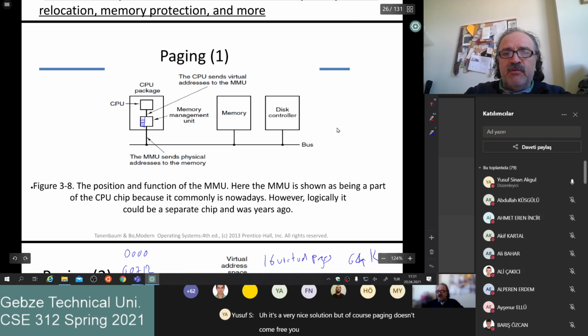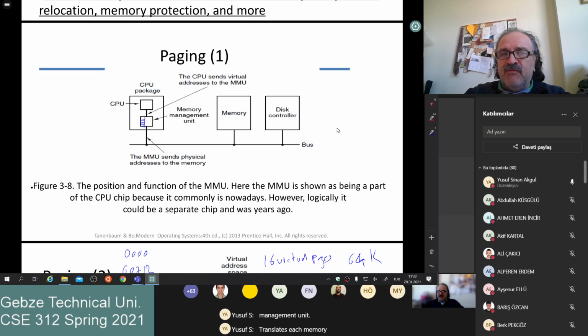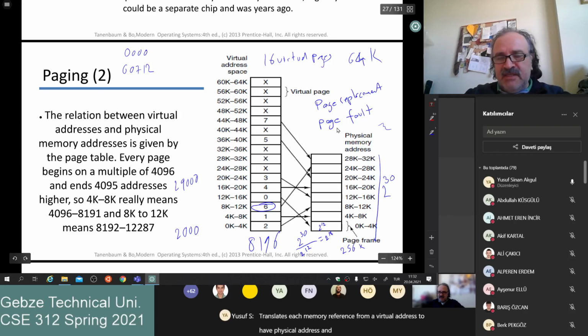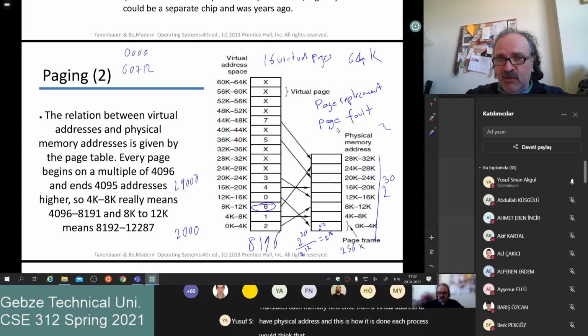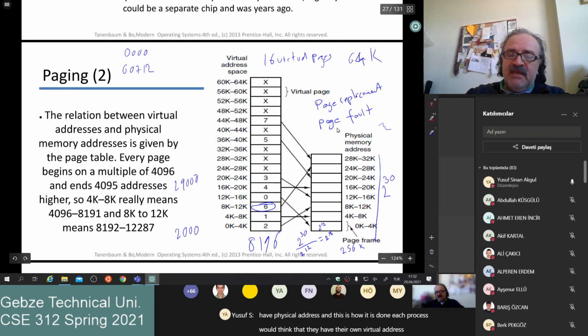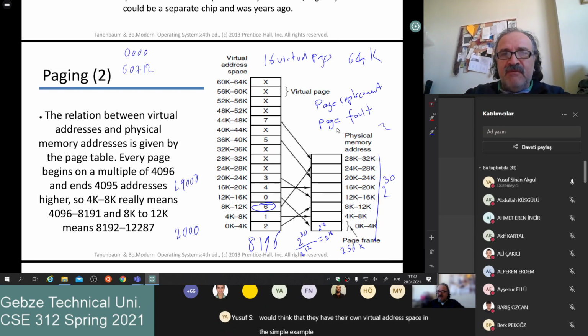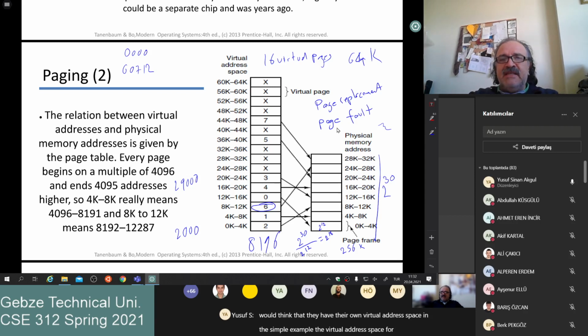You need lots of help from the hardware, especially in the memory management unit. The memory management unit translates each memory reference from a virtual address to a physical address, and this is how it is done. Each process would think that it has its own virtual address space. In this simple example, the virtual address space for a process is 64K. The process can address any part of this virtual address space as it likes.